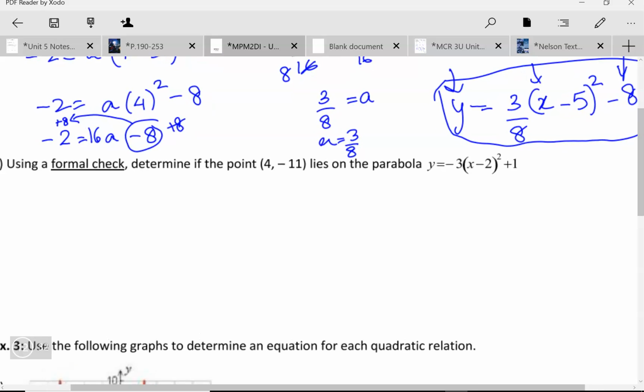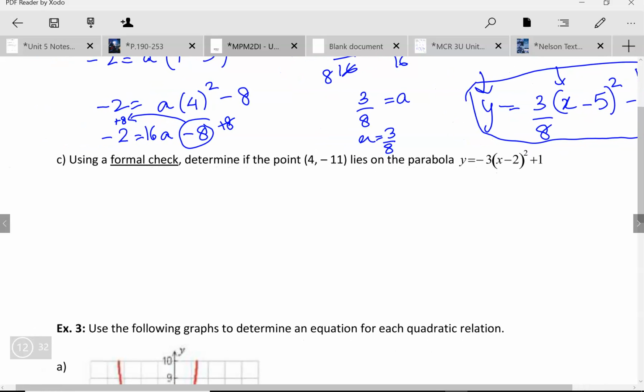Right? And the same, okay, so using a formal check, determine if the point (4, -11) lies on the parabola. So first thing I'm going to do is I'm going to say my left-hand side and my right-hand side. So my left-hand side is just equal to y, right? And we know that y here is just negative 11. So that's the extent of my left-hand side calculations that I have to do. My right-hand side is equal to negative 3 times (x minus 2) squared plus 1. So I'm going to have to sub in again.